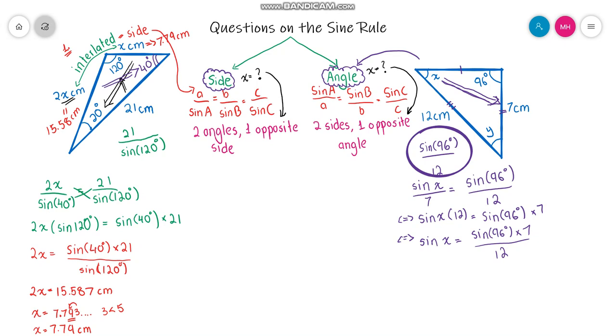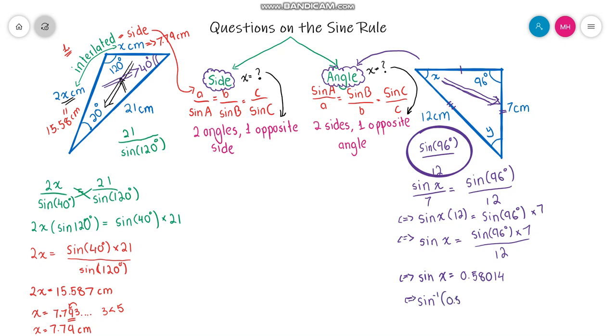Now we solve for this, and we put a fraction in our calculator. Sine of 96 degrees multiplied by 7, denominator is 12, and we get that sine of x is equal to 0.58013, or rather 0.58014, because you round it to 5 significant figures. Now in order to find the angle, we need to use inverse of sine.